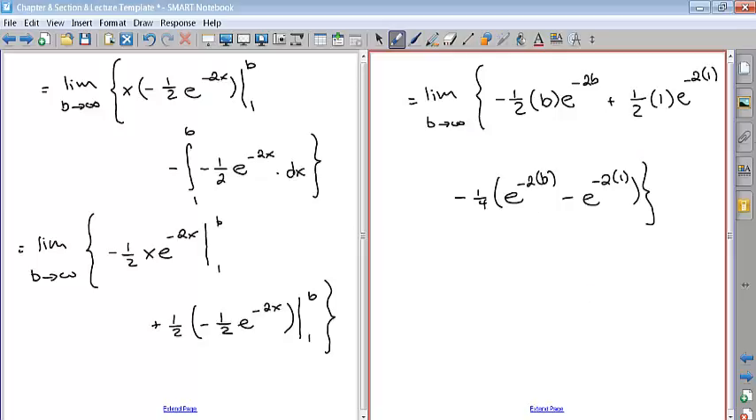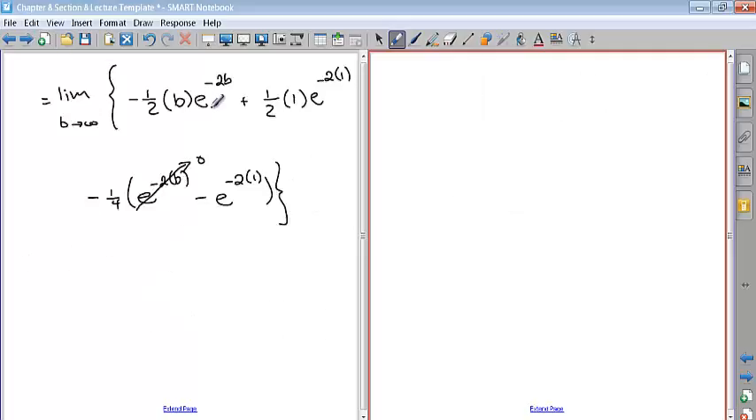So some of these are going to go to 0, because as b goes to infinity, well, this one we're going to have to use L'Hopital's rule, so we're going to have to come back to that one. This one is going to go to 0, because you get e to the minus infinity, which is 0. This is going to be 1/2 e to the negative 2 power. This will be minus 1/4, or plus 1/4, because you have negative times negative. So the second part, we're going to have 3/4 e to the negative 2 power. But let's do the first part.